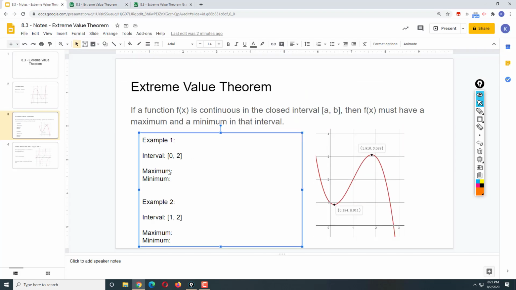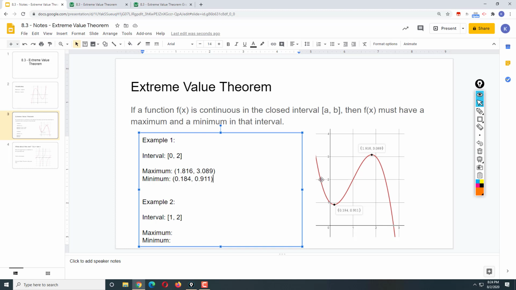So at the maximum, we have 1.816, 3.089. That's the maximum. In the same interval, the graph is at its lowest point at 0.184, 0.911. So that's the minimum. The extreme value theorem says that there must be some point where it's highest or lowest.